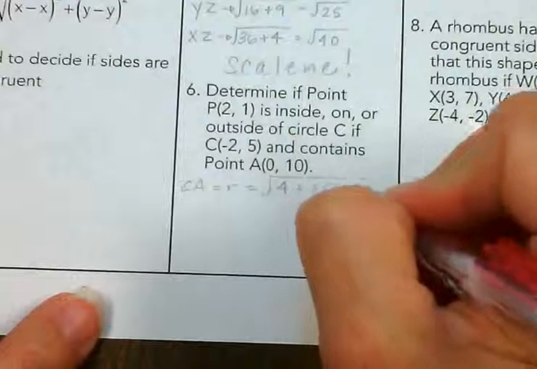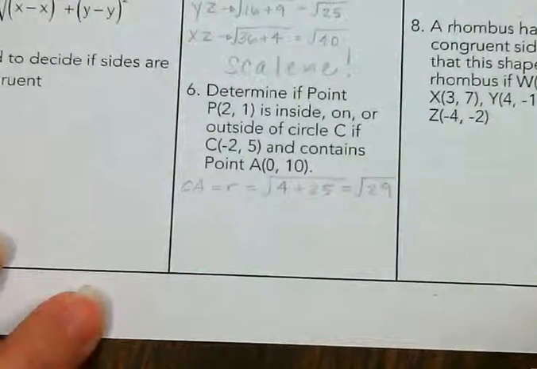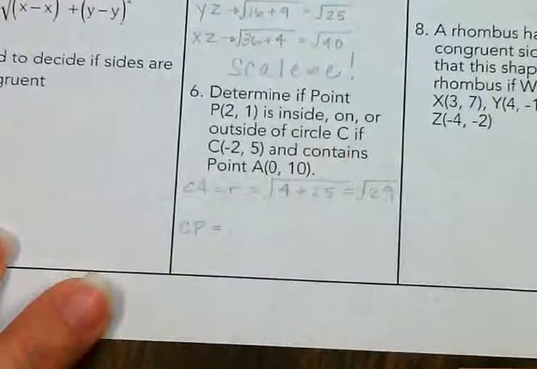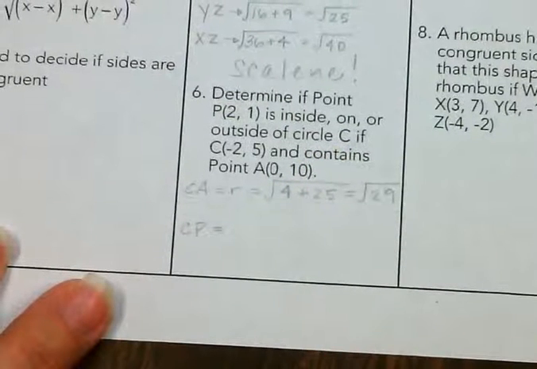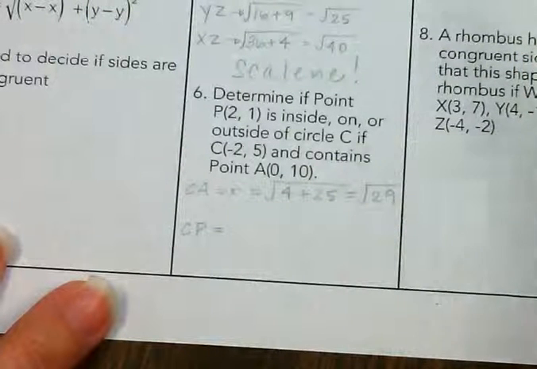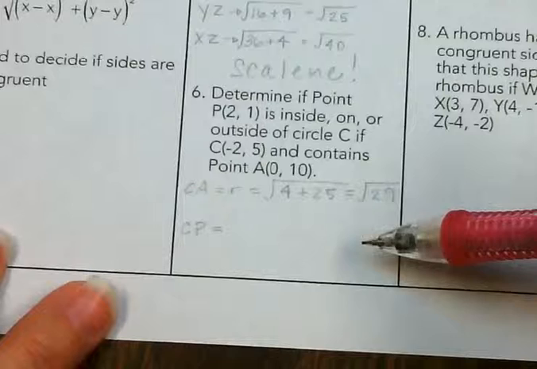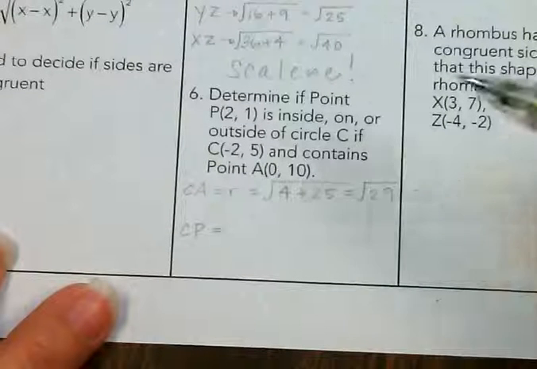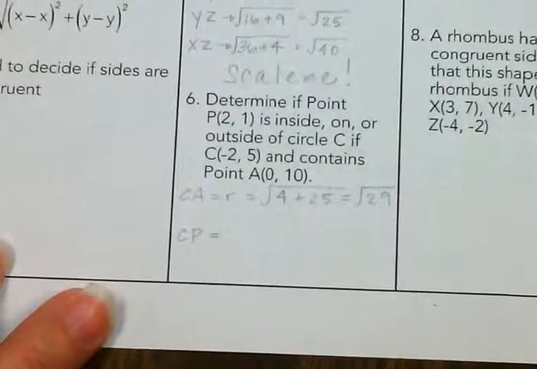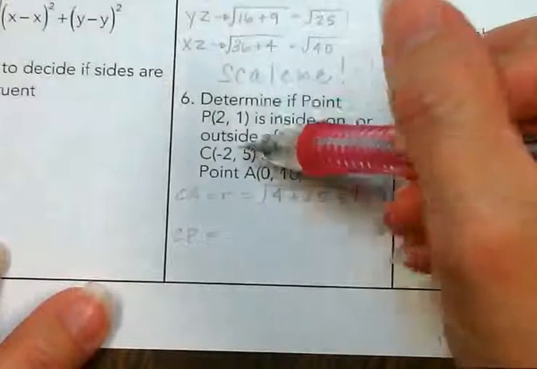So that tells me that the radius is the square root of 29. Now what I need to do is find from the center to point P. If I get the square root of 29, then I know that P is on the circle. If I get something smaller than the square root of 29, then I know that P is inside. And if I get something larger than the square root of 29, then I know that P is outside of the circle. So, C to P.